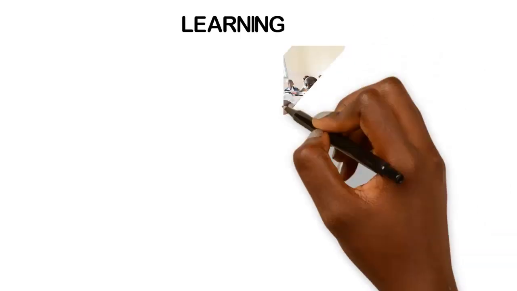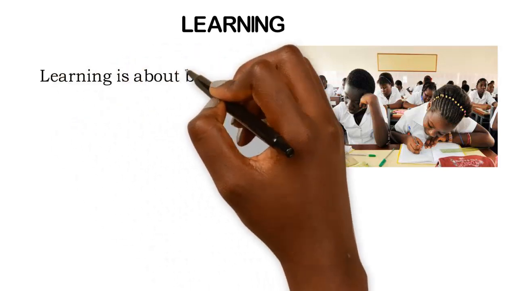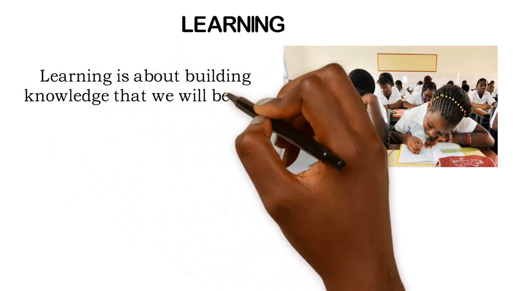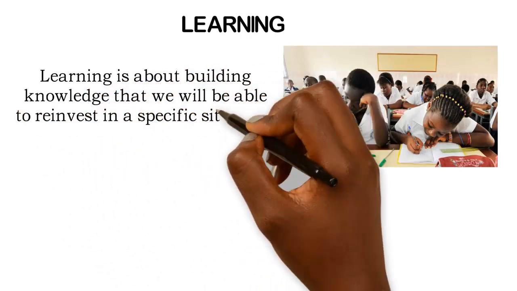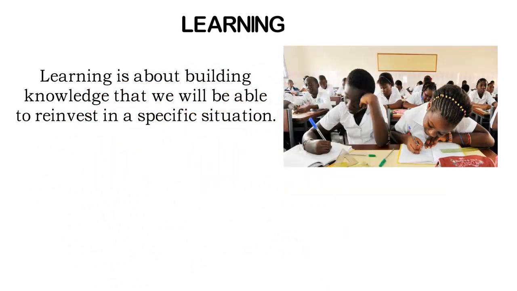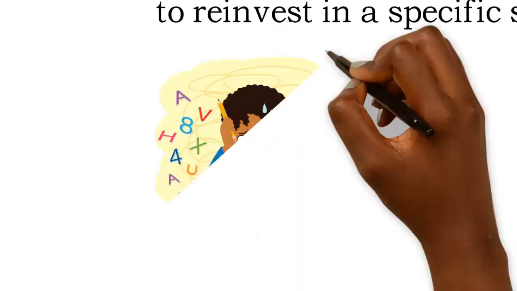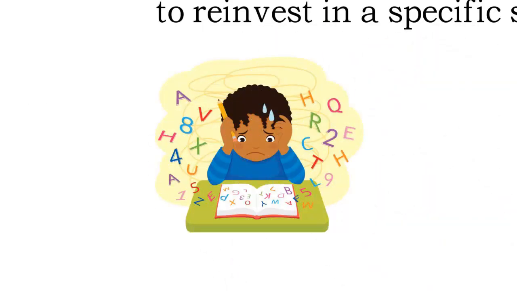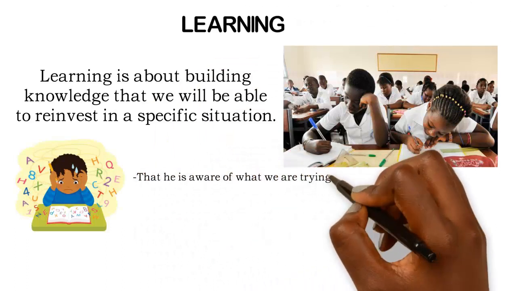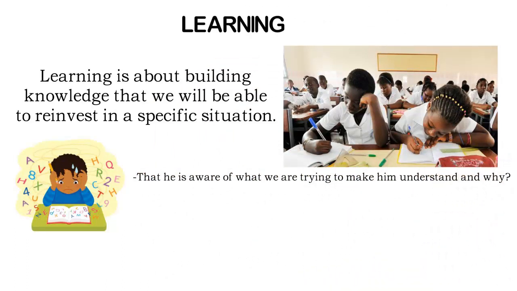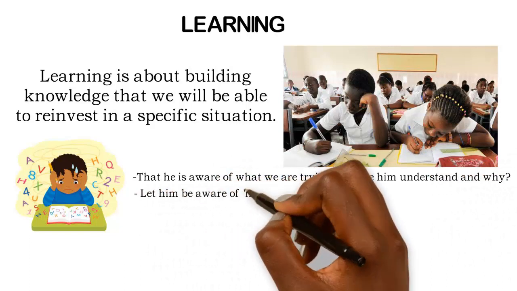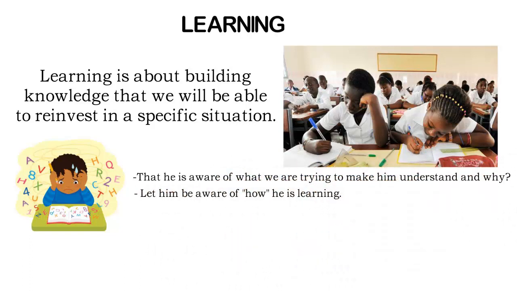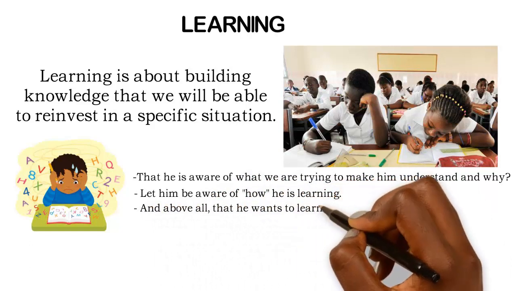Learning. The notion of learning can be understood in several ways, depending on the theory of learning involved. Generally, learning is about building knowledge that we will be able to reinvest in a specific situation. This is why, for a student to learn mathematics, it is essential that he is aware of what we are trying to make him understand and why. Let him be aware of how he is learning, and above all, that he wants to learn.